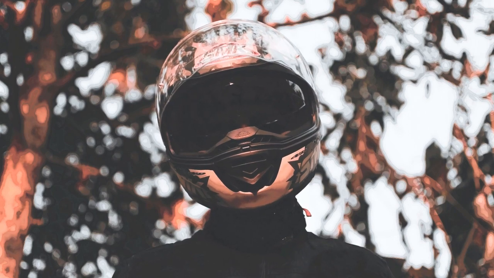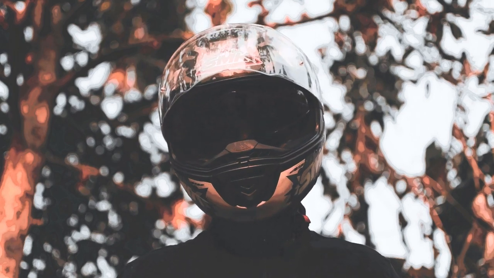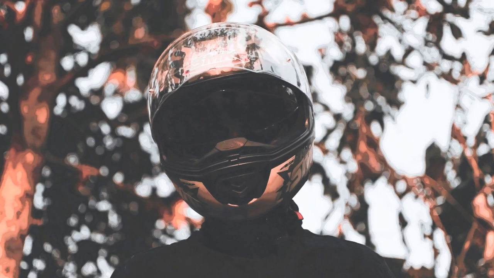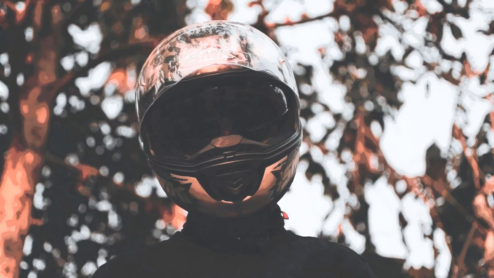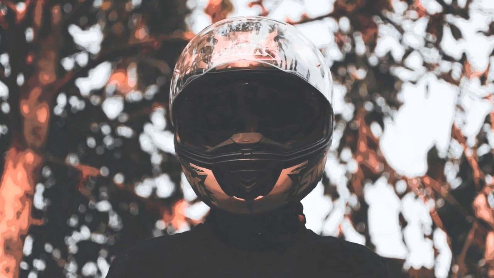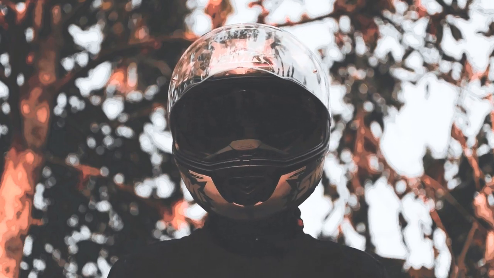In this video we'll be talking about basics of aperture. What is aperture? Aperture can be defined as the opening in a lens through which light passes to enter the camera. It is expressed in f numbers like f1.4, f2, f2.8 and so on.